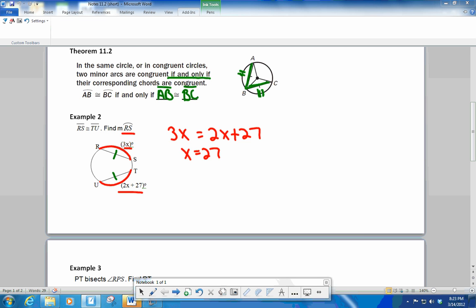Now they want the measure of arc RS, and that should be equal to 3x, so 3 times the value of x, which we found out was 27. And so 3 times 27 is 81 degrees. So the measure of arc RS is 81 degrees. Let's look at our next example.